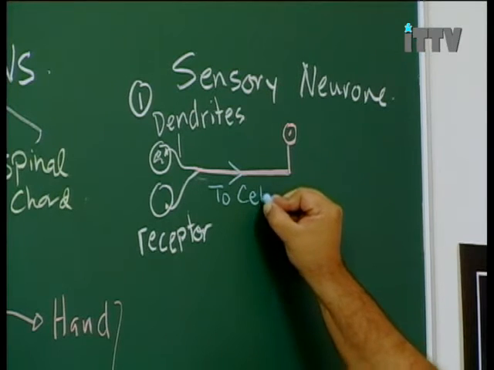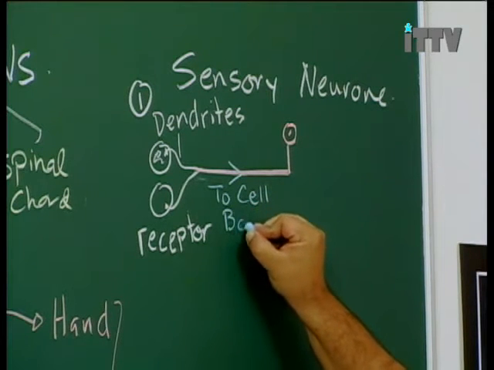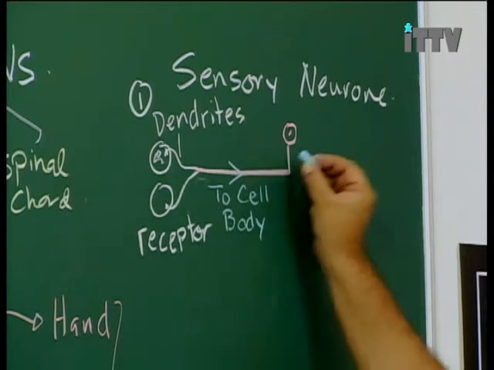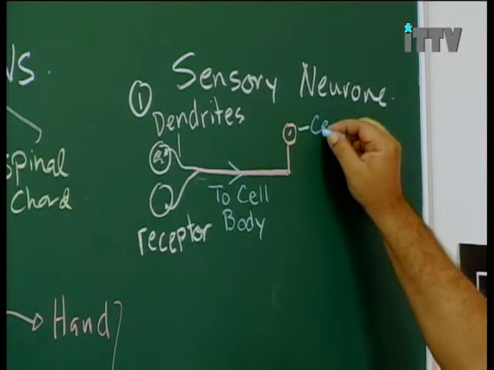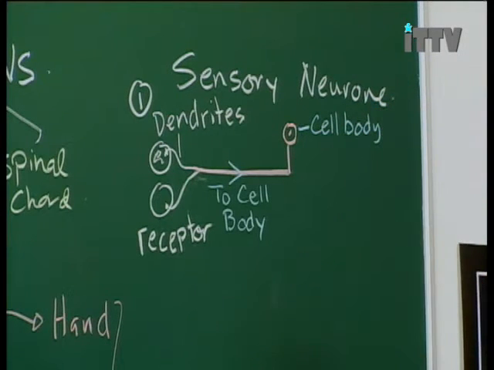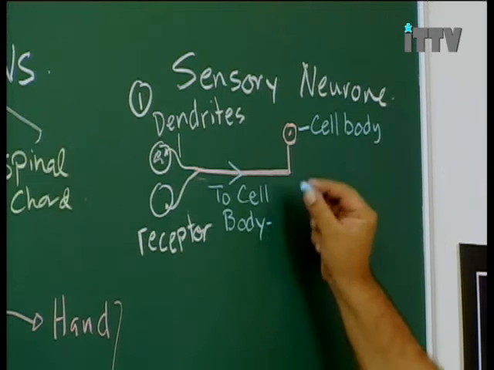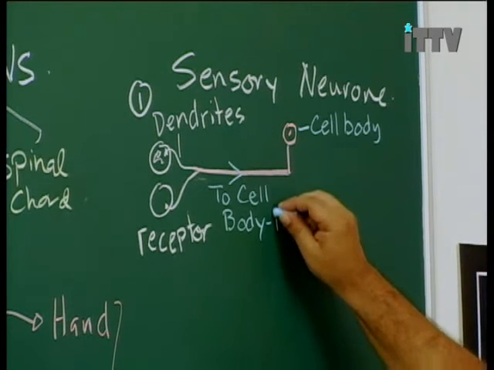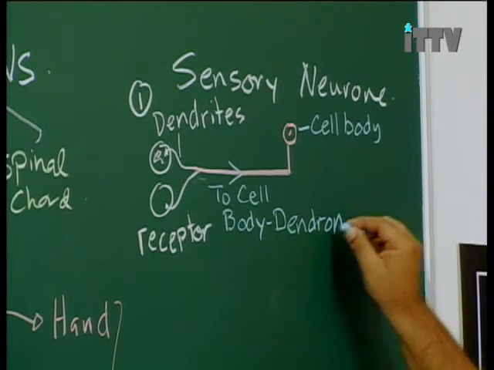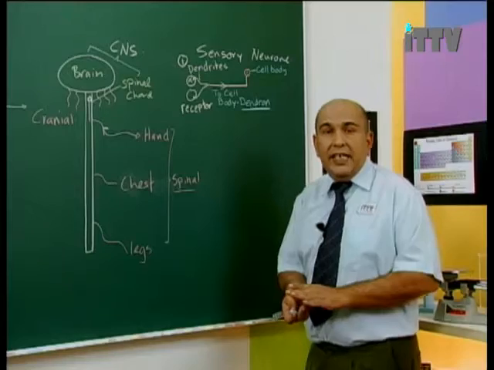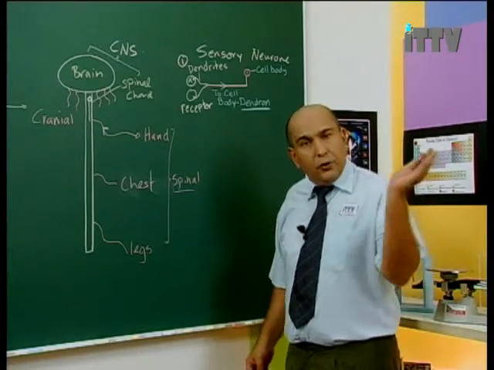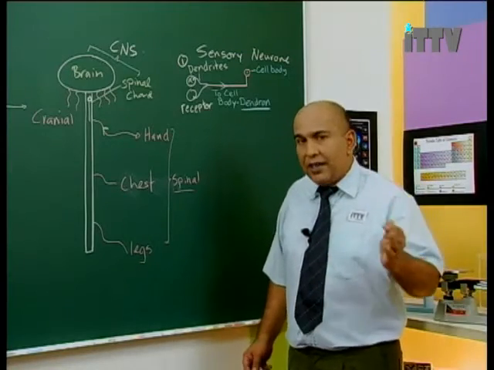To cell body. If we go to the cell body, which is over here, this is our cell body. If we go to the cell body, this area here is called a dendron. Any area of a nerve fiber or nerve cell that goes to the cell body is called a dendron.